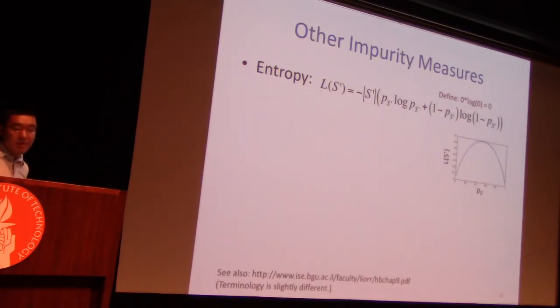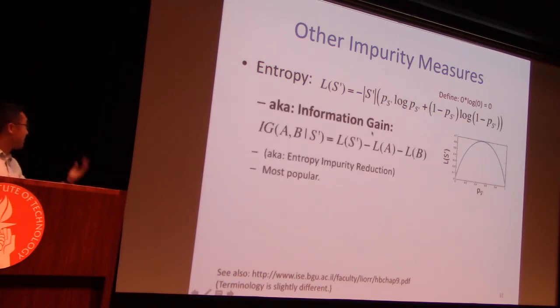So there are other impurity measures. There's entropy. Again, it's a function of the fraction of data points in that partition that is positive. It's also known as information gain, if you want to minimize the entropy as you grow your decision tree. This one is one of the most popular ones. It's arguably the most popular impurity measure, at least for classification.